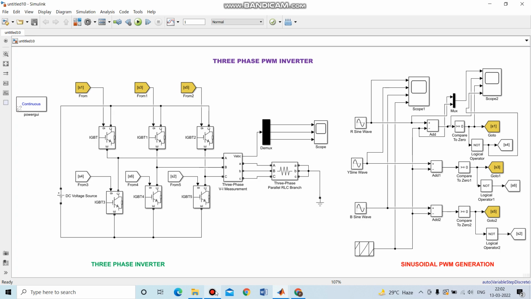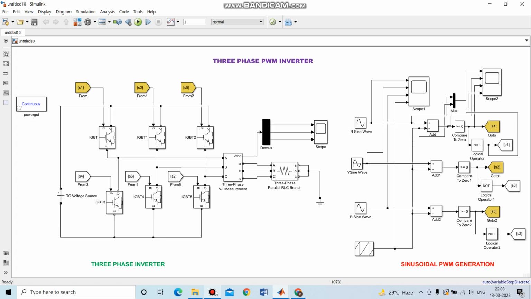Hello everyone, in this experiment we are going to see the simulation of a three-phase PWM inverter. What is a PWM inverter? An inverter whose function depends upon pulse width modulation technology is referred to as a PWM inverter. These are capable of maintaining the output voltage at the rated voltage irrespective of the type of load connected to it. The main objective of PWM is to control the inverter output voltage and to reduce the harmonic content in the output voltage.